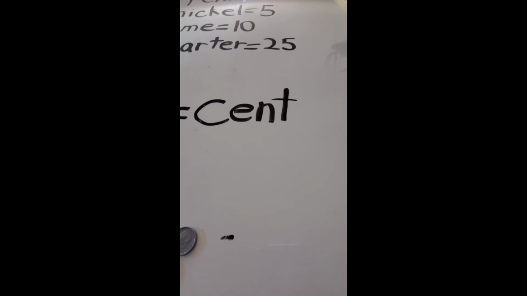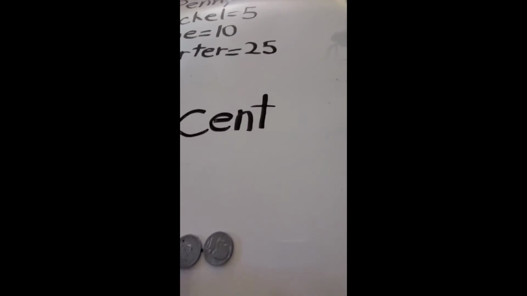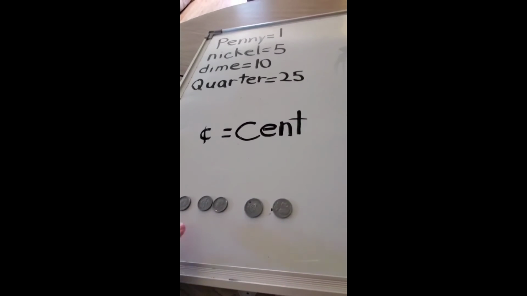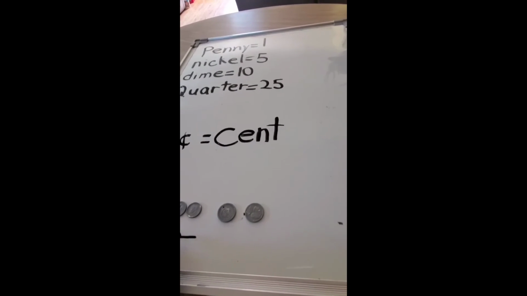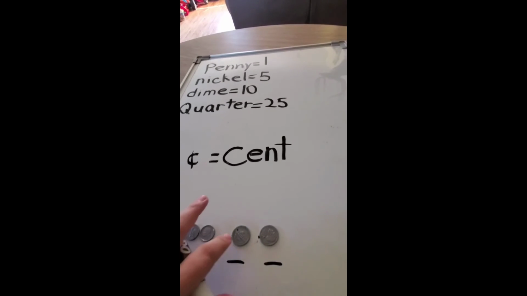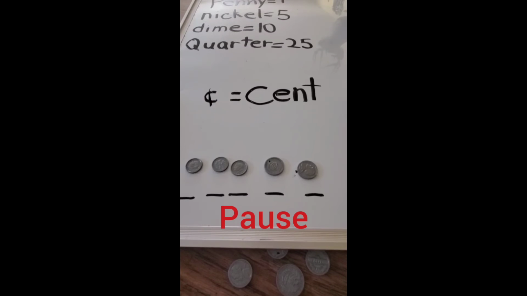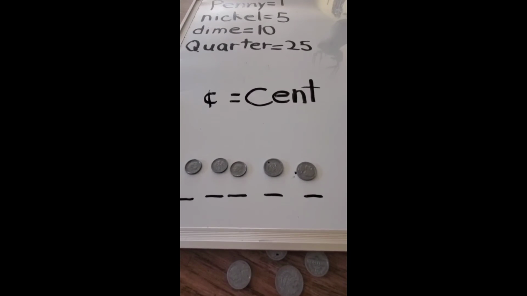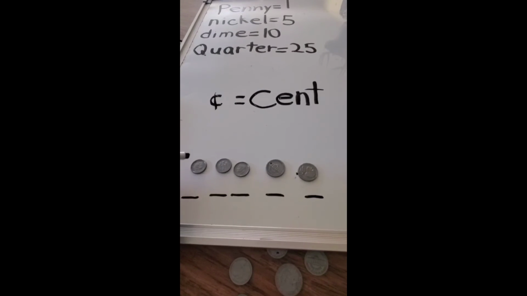So now it's going to be your turn. Okay. I'm going to get some more out here, and I will sort them for you. Okay. Remember, I have my dimes over here, my nickels over here. All right, so now let's count. You guys count, pause this video right now and you count them. All right, so now we're going to count them together. Let's see if we got the right answer.